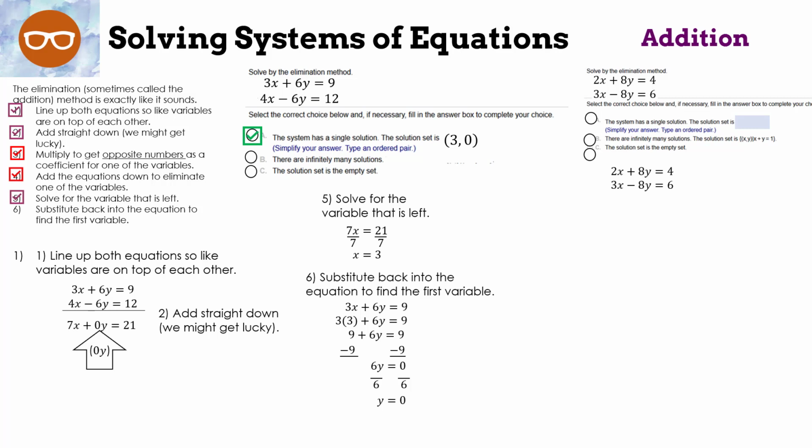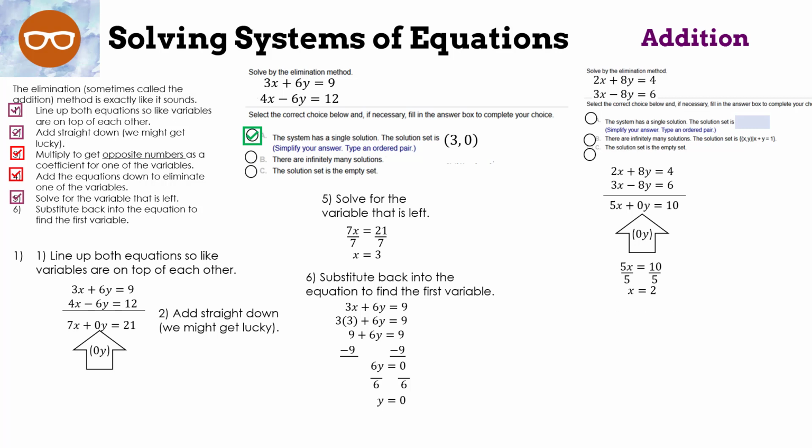Now, we want to just add straight down to see if maybe we get rid of something. Well, when you add straight down, 2x plus 3x is 5x, 8y minus 8y is 0, yay, and 4 plus 6 is 10. Right away, we get a 0y. And that makes our life really easy because all we have left is 5x equals 10. I'm going to divide by 5 and x equals 2. Now, I've mentioned this before. When I get x to equal a number, I know that I'm going to have a single solution. But I have to find y to figure out that solution.